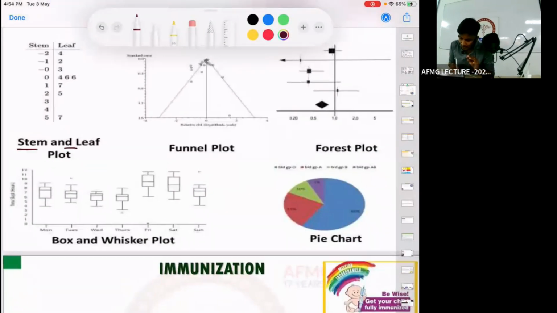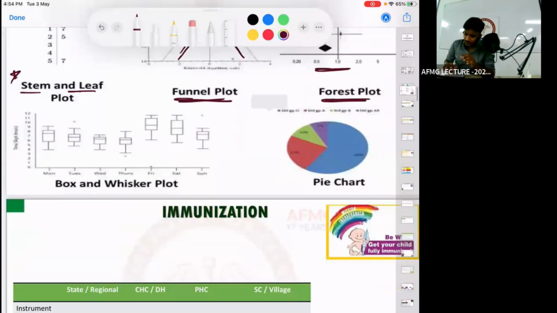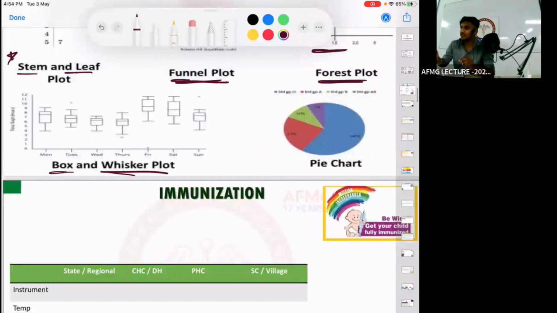So the first one that we have is a stem and leaf plot. The second one is a funnel plot. It looks like a funnel, so it is a funnel plot. It also represents a scatter diagram, that means it shows you the scattering of values usually. The next one over here is a forest plot. Here you can see a box and whisker plot. This is a box and whisker plot.